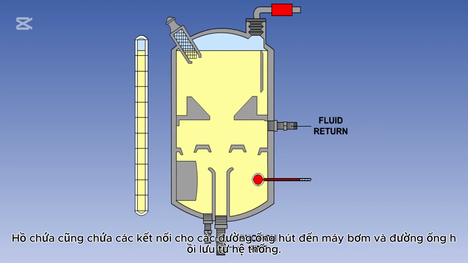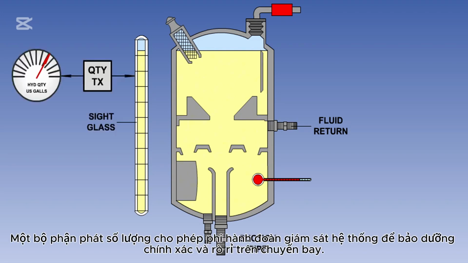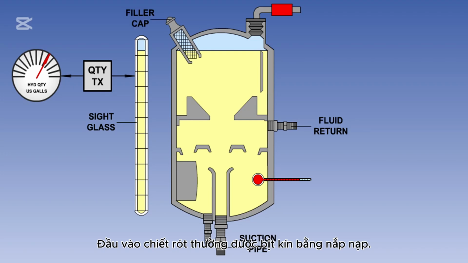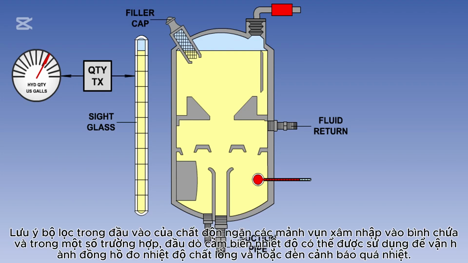The reservoir also contains connections for suction pipes to the pumps and return pipes from the system. A quantity transmitter unit to allow the flight crew to monitor the system for correct servicing and in-flight leaks. A filling inlet, normally sealed with a filler cap. Note the strainer in the filler inlet, preventing debris entering the reservoir. And, in some cases, a temperature sensing probe, which may be used to operate a fluid temperature gauge and/or an over-temperature warning light.